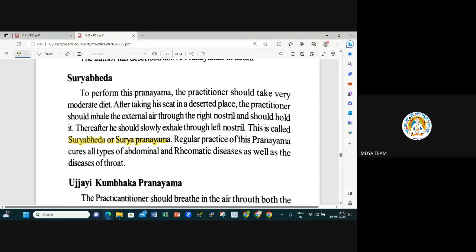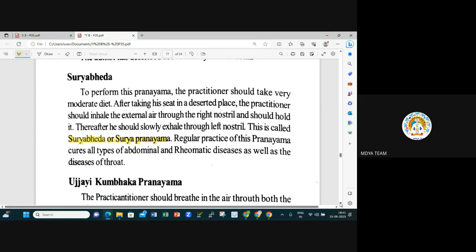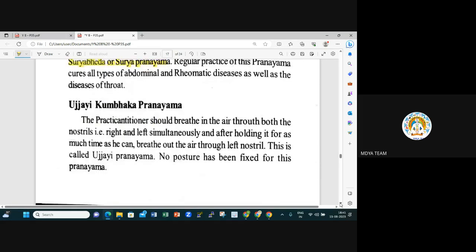Then regular practice of this pranayam cures all types of abdominal and rheumatic diseases as well as the diseases of throat. Okay. These are the discussion or benefits of the Surya Veda pranayam. The next second pranayam is Ujjayi Kumbhak pranayam. The practitioner should breathe in the air through both the nostrils.